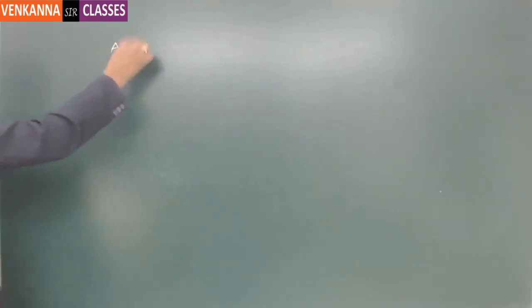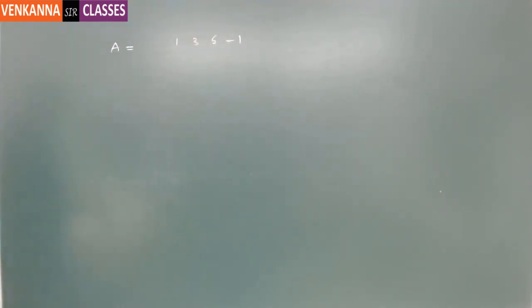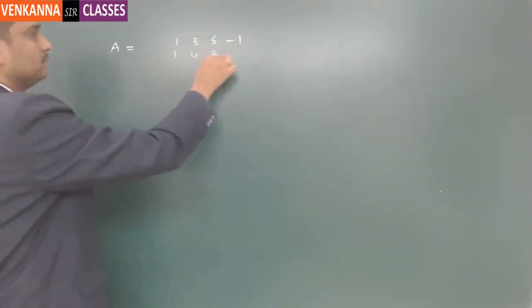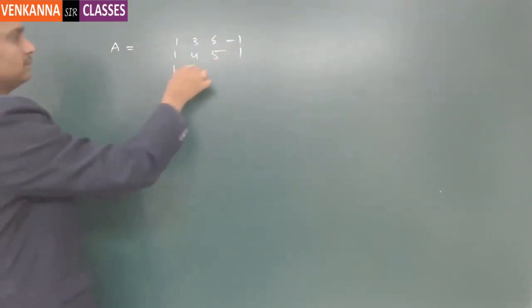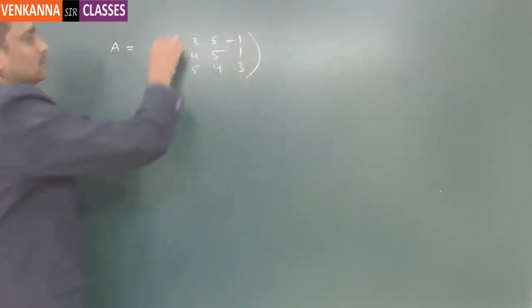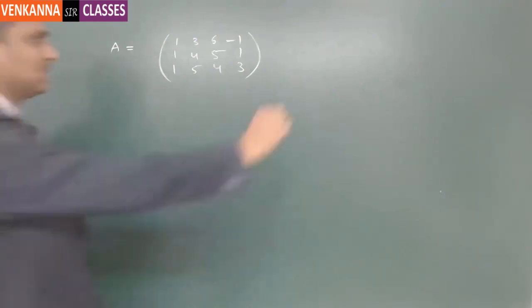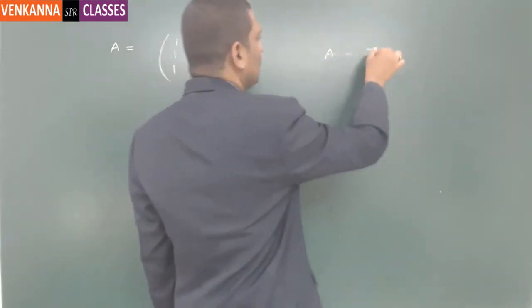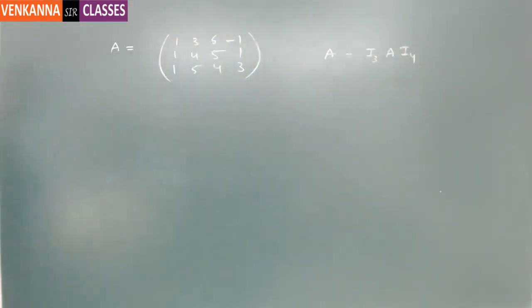So let us take the problem that A is equal to 1, 3, 6, minus 1, then 1, 4, 5, 1, and then 1, 5, 4, 3. Now, if you write A as A is equal to I3 A I4, because the number of rows are 3, number of columns are 4.